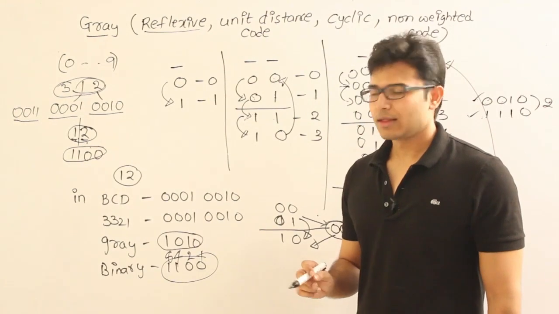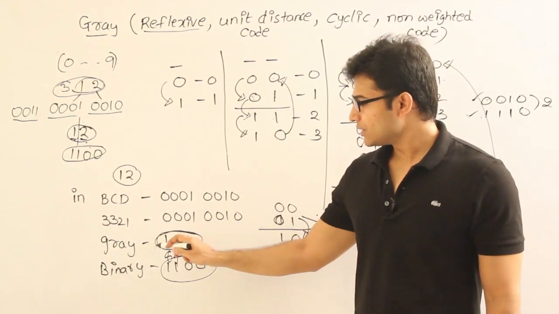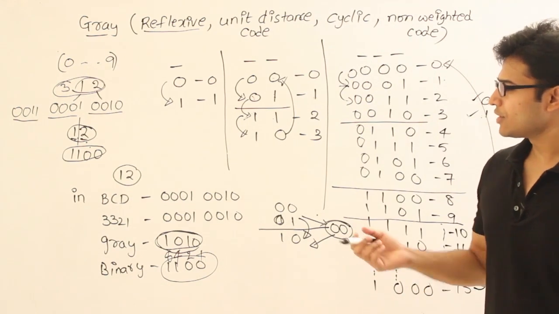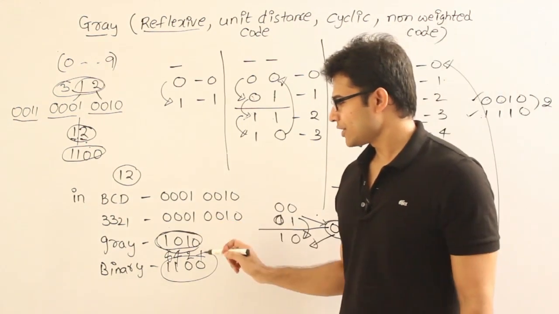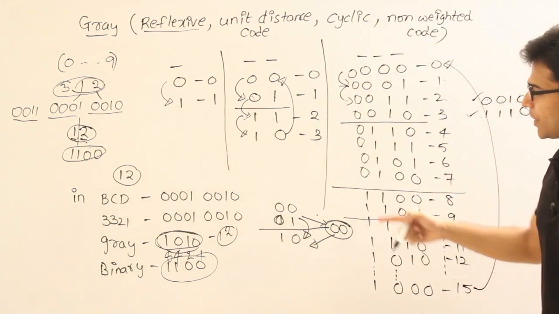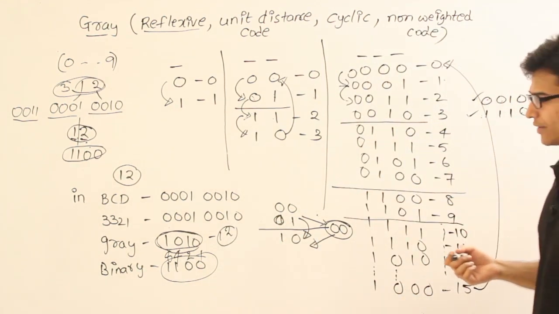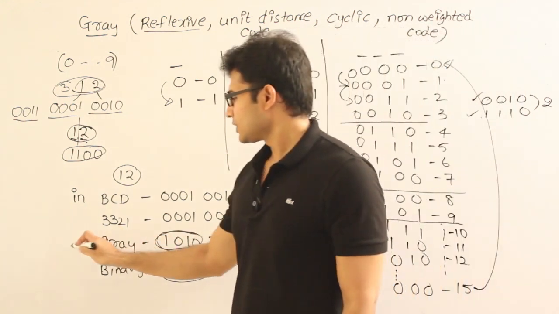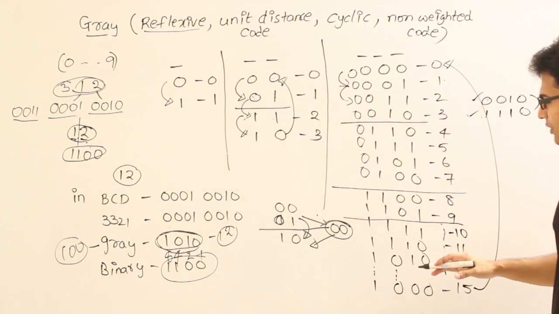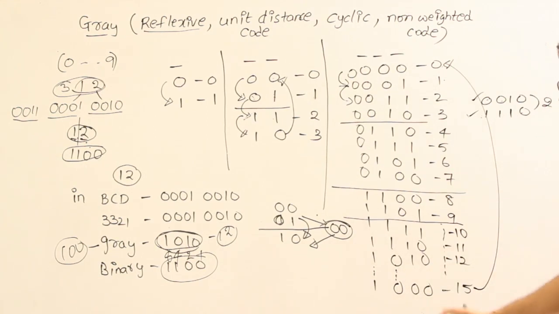But getting the representation, if it is not weighted, is somewhat difficult, because there are no weights. How can you know that this is 12? So we might have to write everything out and then get it. What if I ask you, give me the representation for 100? You might have to put the mirrors and go till you get 100. So it is going to be hectic.